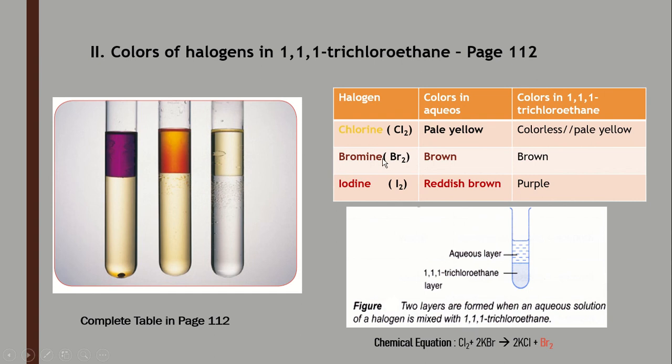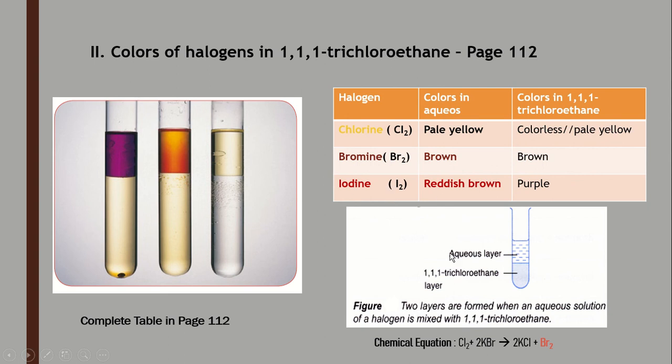Manakala bromine, okay, dalam aqueous biasa dia warna brown. Dalam 1,1,1-trichloroethane dia warna brown juga, lebih kurang ginilah perang. Okay, iodine, dalam aqueous biasa dia adalah reddish brown. Okay, where we put 1,1,1-trichloroethane dia akan jadi warna purple. Ni untuk detect the iodine. Okay, this one purple macam ni.